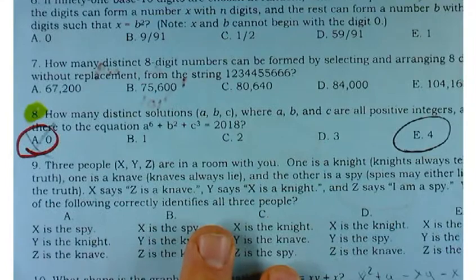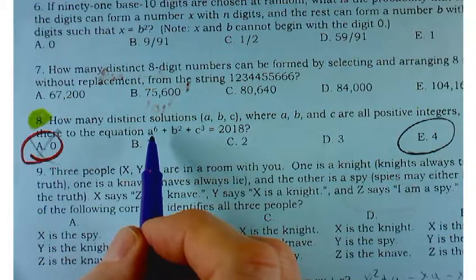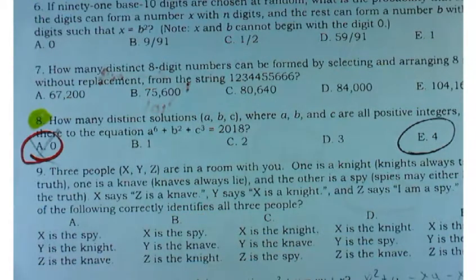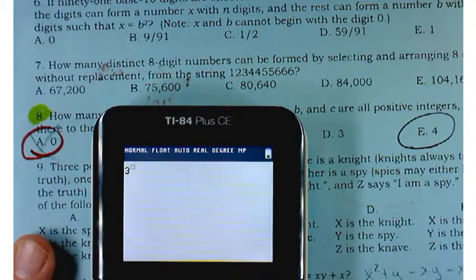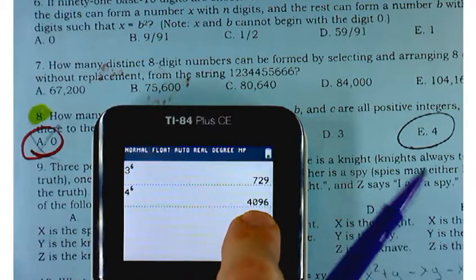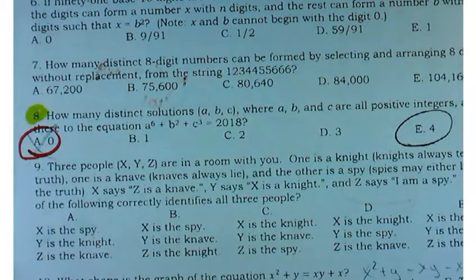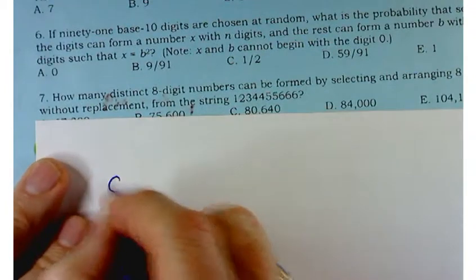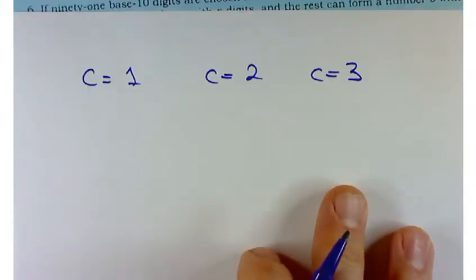Well, when I looked at this originally, I thought, all right, you're going to run into a problem with the A to the 6th term. When you take something to the 6th power, it gets really big really fast. So you can experiment. 3 to the 6th power is 729. 4 to the 6th power is already too big. It's 4,096. That really limits you in this problem. So A, at most, could be 1, 2, or 3. That's the most it could be.